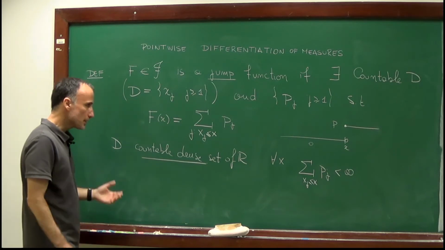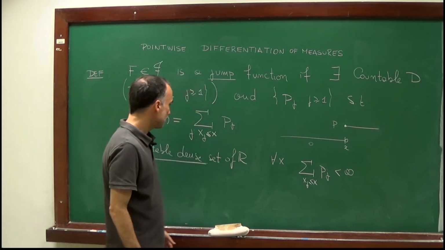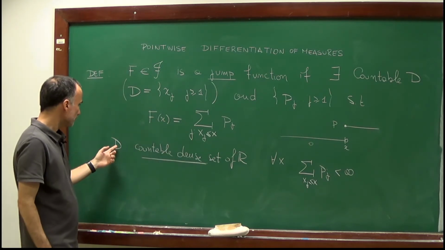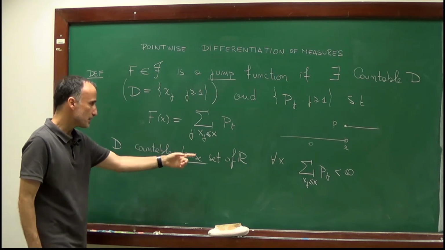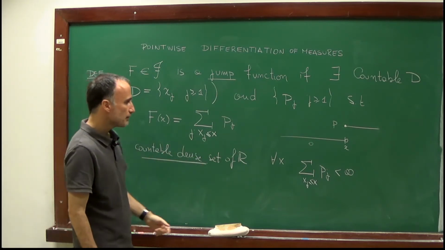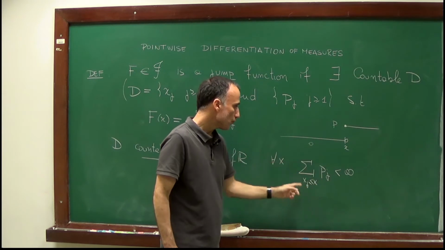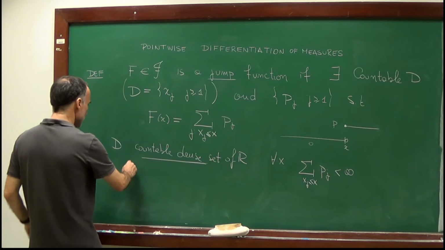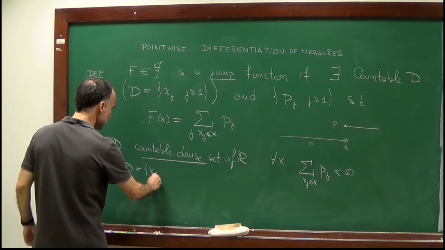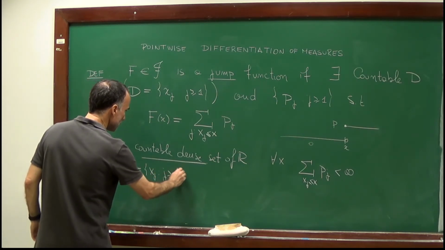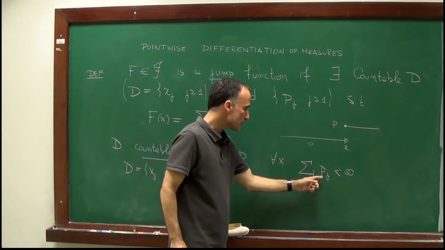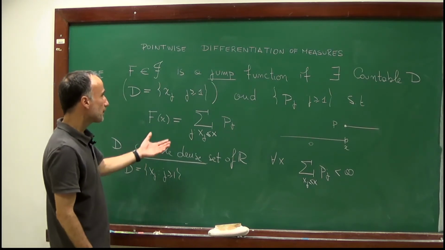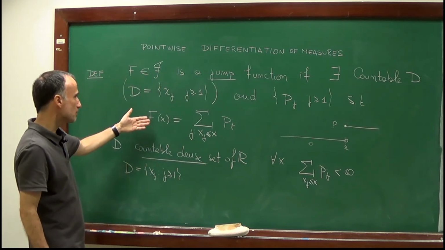So I was mentioning the fact that jump functions can be quite complicated. Take a countable dense set of R, say the rationals. Write D, my countable dense set, as xj. Consider a set of weights pj for which that condition holds. And now define f(x) by this formula.